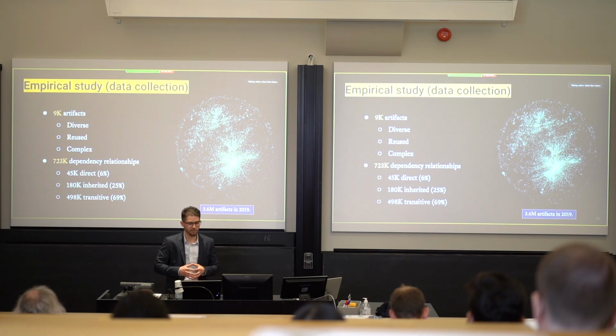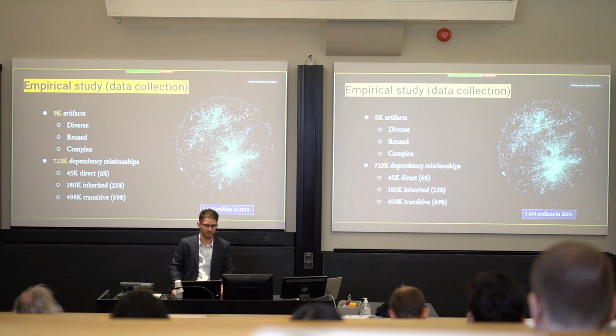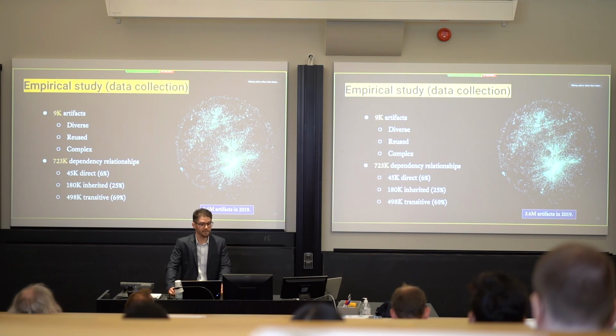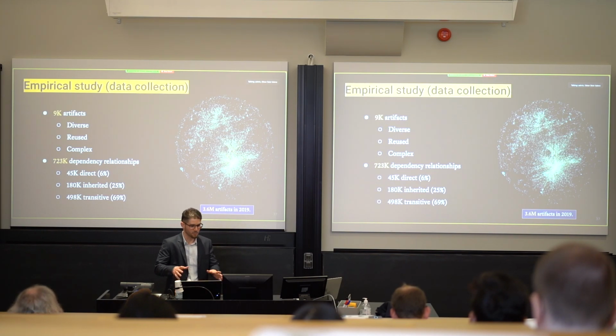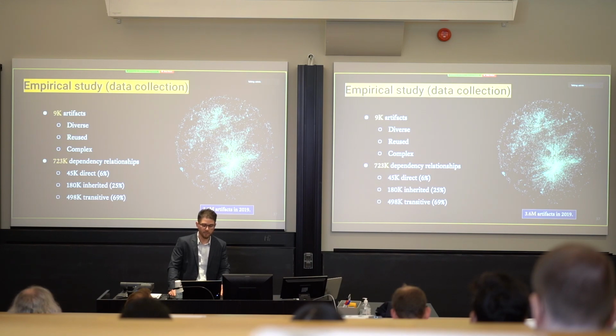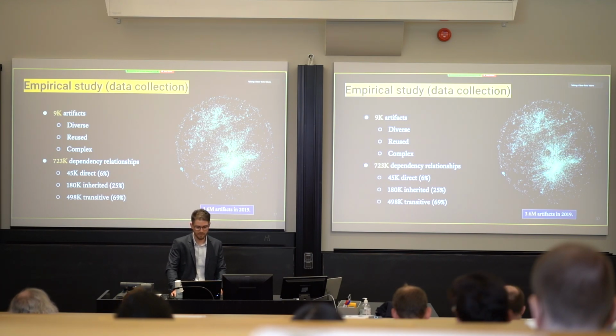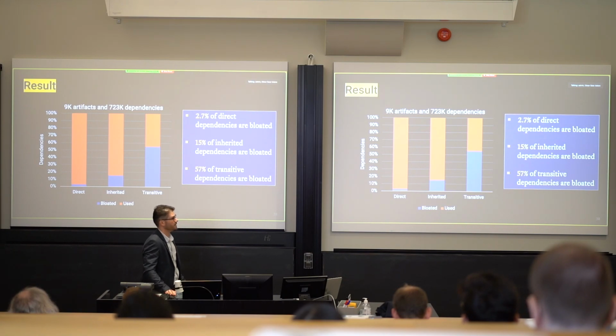We chose criteria for selecting these artifacts, because we found them to be diverse, reused, and complex. And this means 723 dependency relationships that we analyzed with Debloating. And most of these dependency relationships are transitive dependency relationships, 69% of them actually, and 25% are inherited dependency relationships, and 6% are direct. And this is the result that we obtained after analyzing all these artifacts with Debloating.